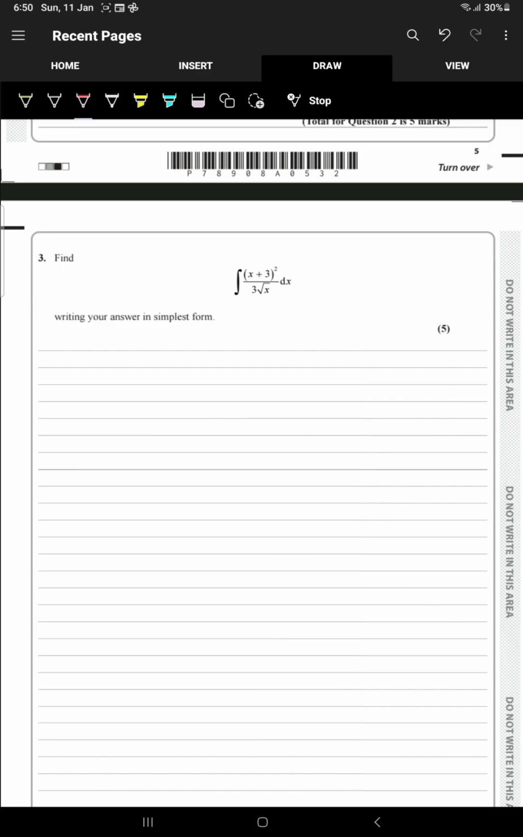Basically this is integration without limits. So how we do integration: you add one to the power, and divide by the new power, which is going to be n plus 1. First, we can't do that directly. First we have to do some expansion and simplification.